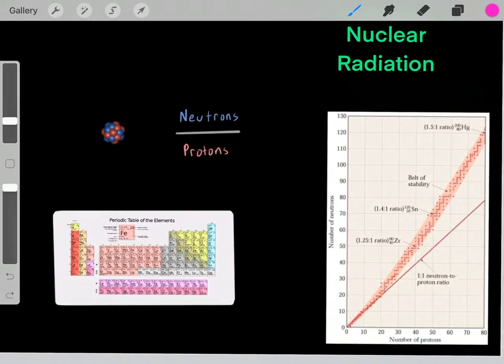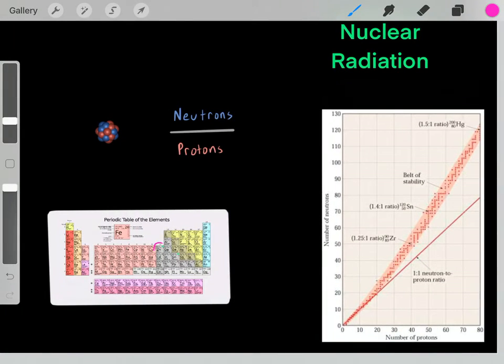For example, maybe we have an element like zinc, which has 30 protons. So if an atom has 30 protons, it must have roughly around 35 neutrons in order for it to have a stable ratio. And we can see this belt represents the stable ratios.